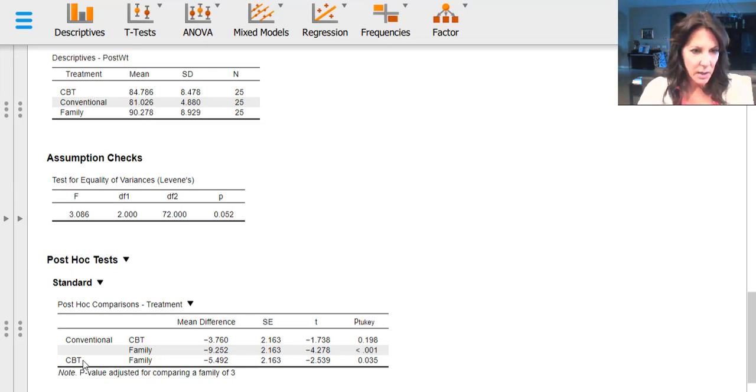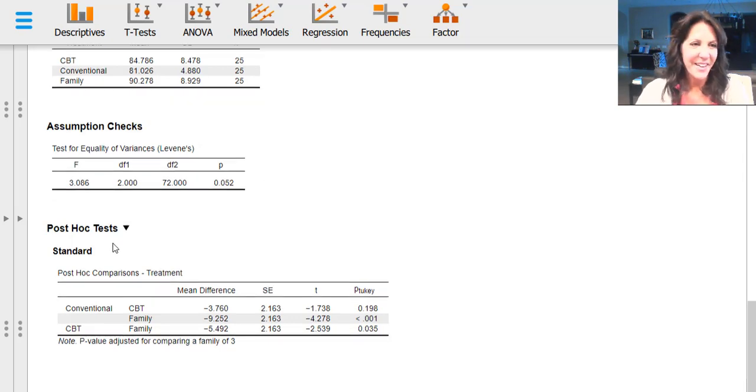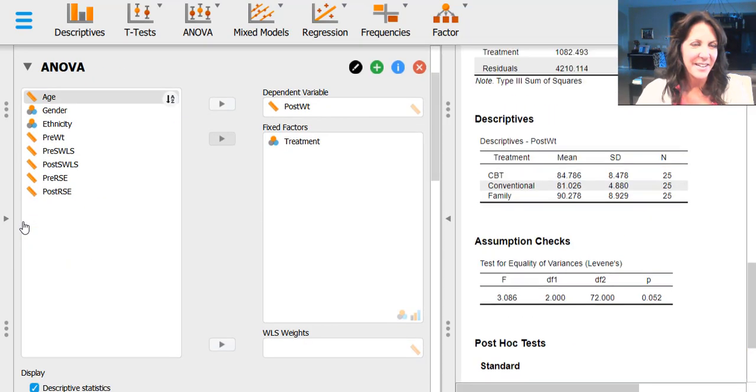And then also cognitive behavioral therapy and family, cognitive behavioral weighed 84 and family weighed 90. So there's a big difference here as well. So what it looks like in effect is that family is really different from those other therapies. And maybe in this case, we say that family worked better in terms of putting weight on people. All right, that's the first one. We're going to do the next one.